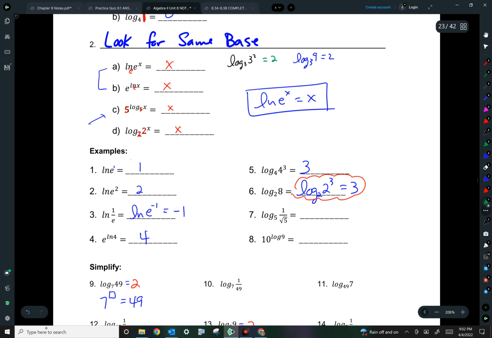Or you could just look at this and say, well, since I know the answer to a logarithm is an exponent, 2 to what power would equal 8? And hopefully you know your cubes, and you would know that 2 to the 3rd power equals 8.